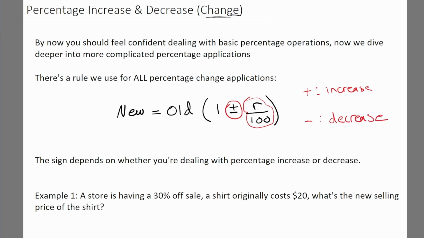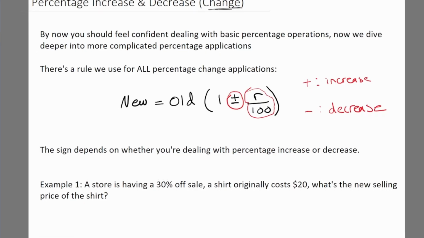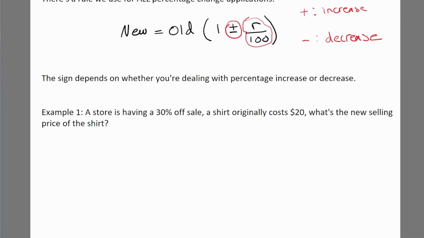Okay? Now, how would you know if it's percentage increase or decrease? The question might either state it directly or imply it. We will see now. Let's take this example. With percentage questions, it's really important to read the word problem thoroughly, okay? And translate each of the variables you are given into your equation. A store is having a 30% off sale. Already by now, you should know this is percentage decrease because it's a sale, okay? So decrease. So I already know that I will use the minus, okay? And the store is having a 30% off. This is R. R is equal to 30. Now, a shirt originally costs $20. What's the new selling price of the shirt?